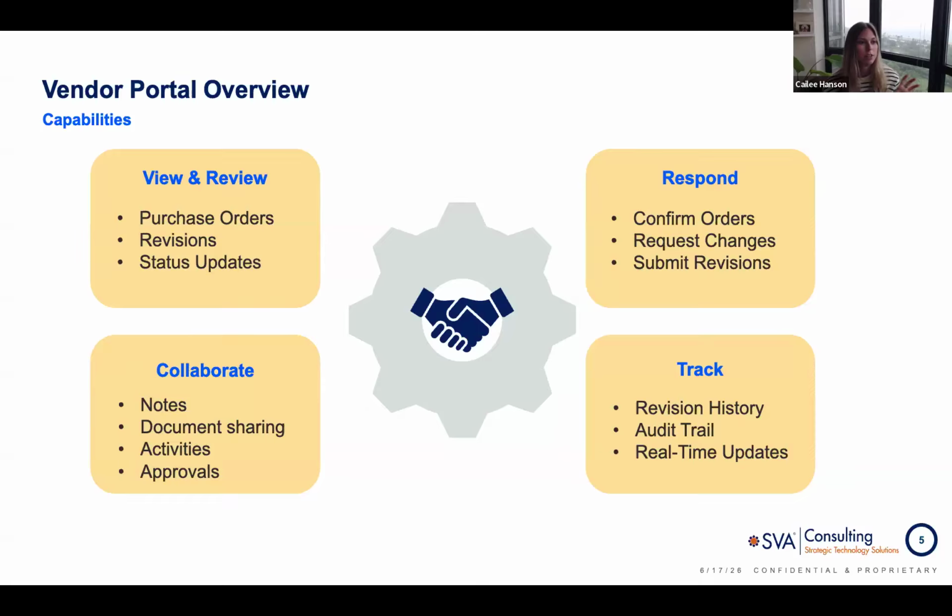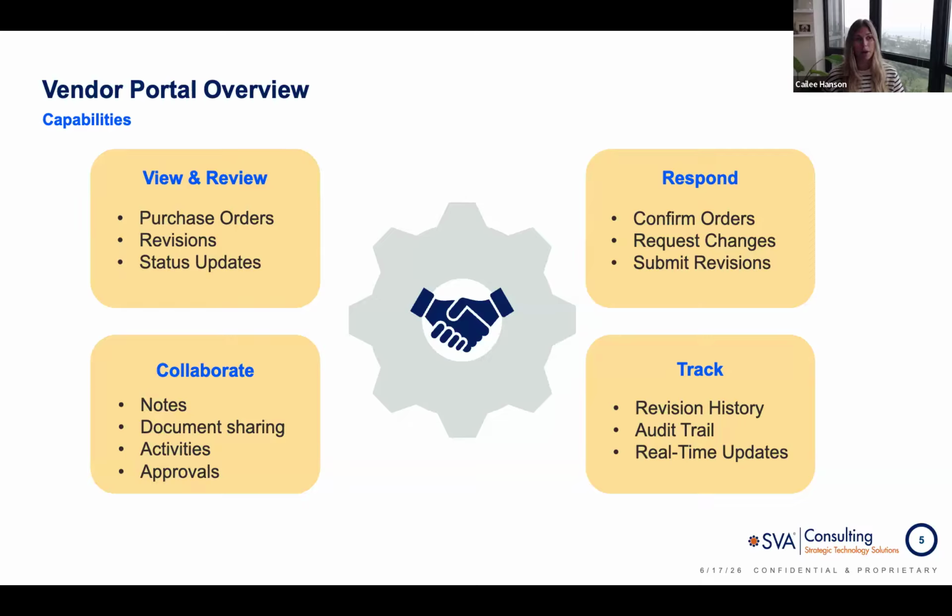All right, so just a little bit of an overview of some of the components that we have built out today, and then what you'll see in the demo. First is the ability for vendors to view and review. So they can view purchase orders, review them, make revisions and status updates. All of those types of things are visible for them within the vendor-facing portal. They can collaborate, so they can share documents. They can share notes, files, all of those types of things. We'll see that come into play today, as well as the activity side.